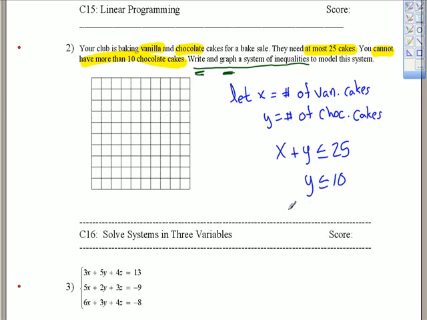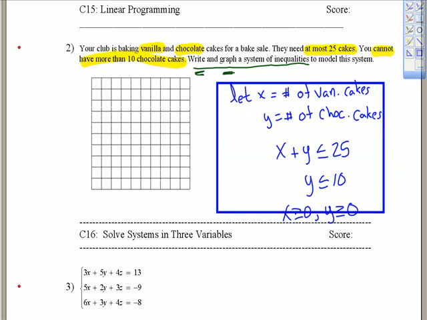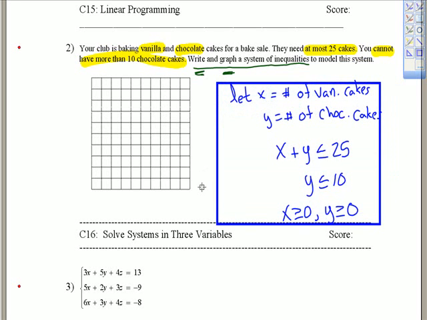The only other constraint I can see is I can't have a negative number of cakes. So the number of vanilla cakes is greater than or equal to 0, and the number of chocolate cakes is greater than or equal to 0. So at this point, I've done one of the things they wanted me to do, which is to write a system of inequalities. And now I just have to graph that system. Since x is greater than or equal to 0 and y is greater than or equal to 0, that'll tie me to the first quadrant. So I just let the x-axis be the bottom of the graph paper and the y-axis be the left side of the graph paper.